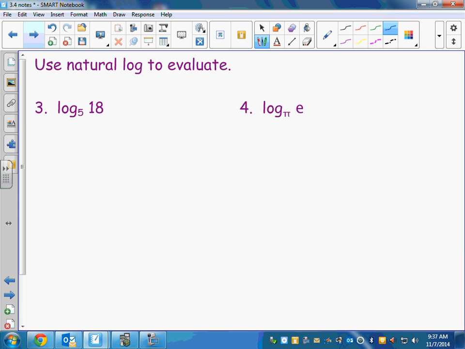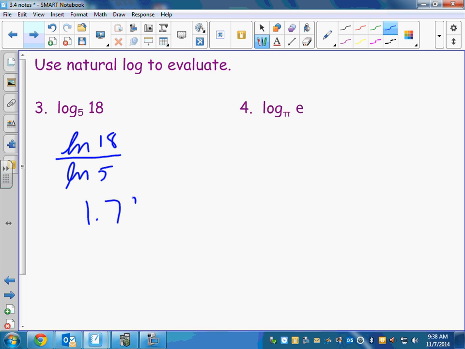When I use natural log to evaluate, if it just says use change of base formula, you can use log base 10 or ln. If it says which one to use, make sure you use it. It's the same thing. Now you're going to do ln, right? So now we're just going to say ln of 18 over ln of 5. Close your parentheses. Since you get the same answer, what's the difference? There's none, except I just want to make sure you know how to do it.